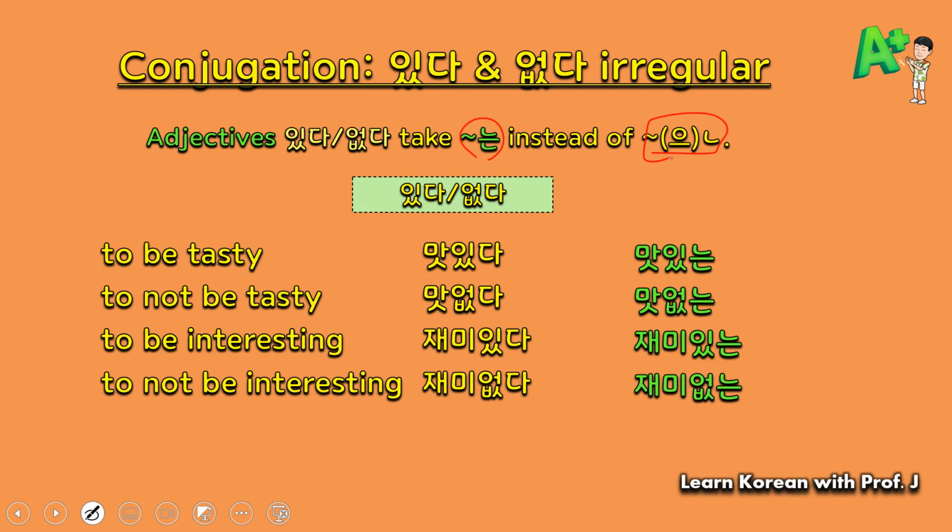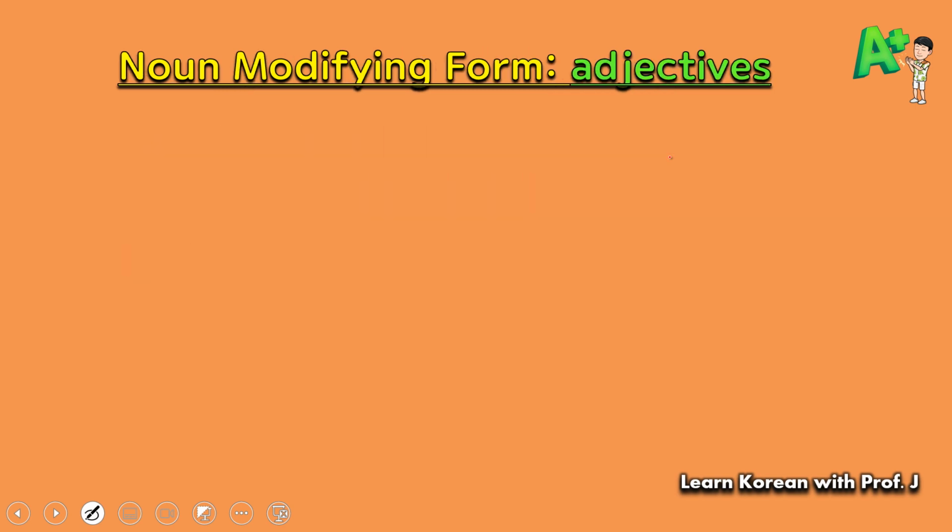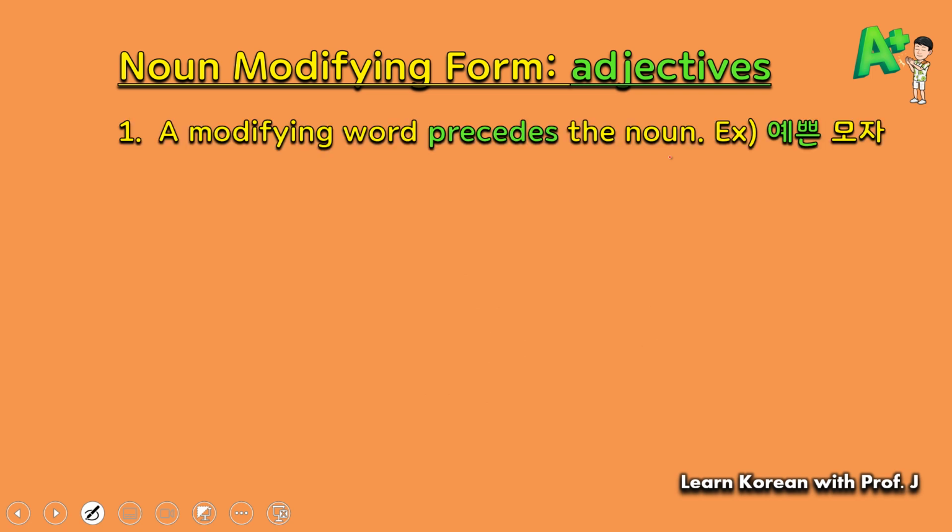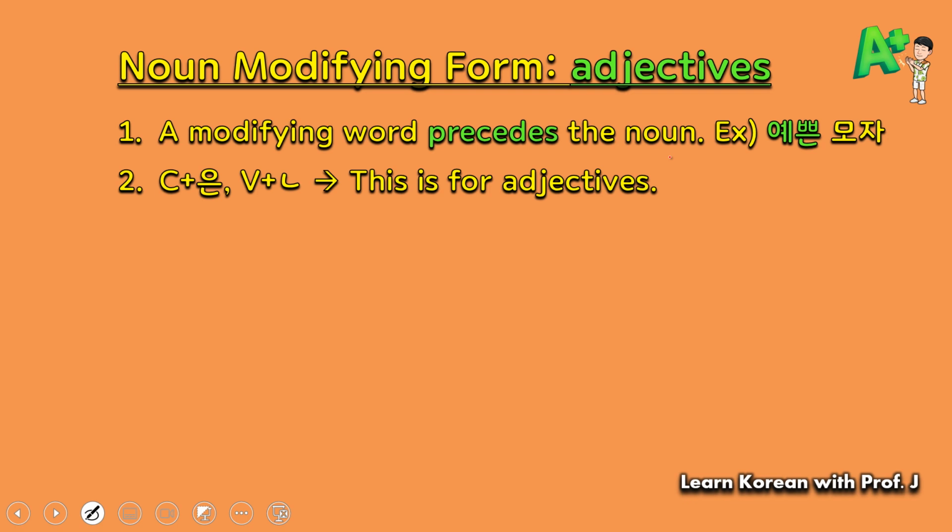재미없다, 재미없는. Let's summarize what we learned in this video. Modifying word always precedes the noun. 예쁜 모자. So in this example, 예쁜, the modifier, precedes the noun. After consonant, 은 is used. After vowel, 니은 is used. This is for adjectives. For verbs, we have a different conjugation. This will be covered in later chapters.